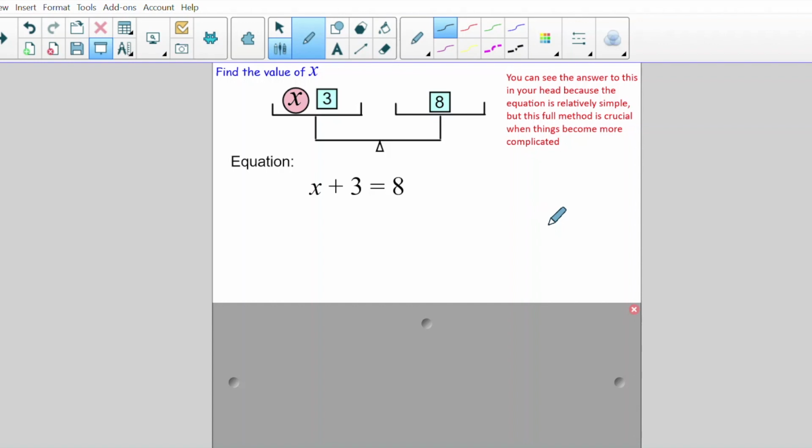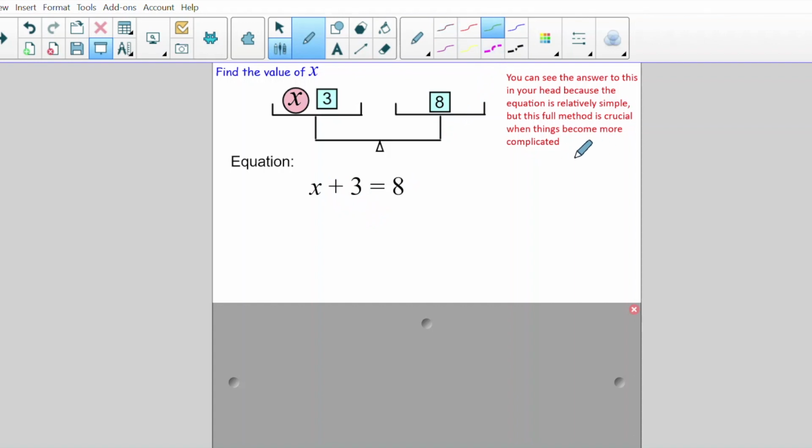Obviously, this is a very simple equation that I'm sure you could work out in your head, that x would need to be 5 in order to make x plus 3 equal 8. But let's think of it in terms of our balance scale and in terms of our proper method. So if we've got x plus 3, the whole idea of solving an equation is to get the x on its own on one side of the equal sign. So we want to get rid of this plus 3. In order to get rid of the plus 3, we need to take away 3.